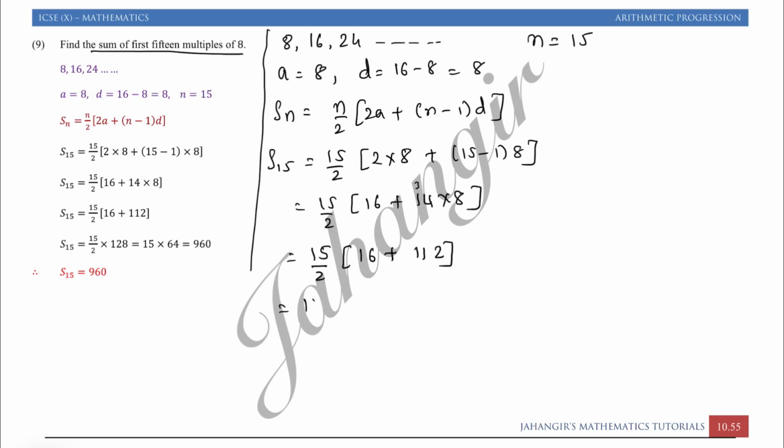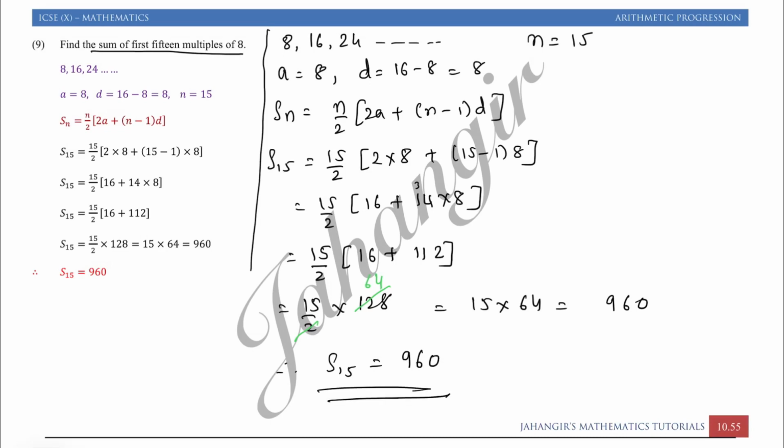So 15 by 2 into 128. We are going to cancel it out. 2 ones are 2, 64. So you will get 15 into 64, that is 960. So therefore the sum of 15 multiples of 8 is 960. So its total is 960.